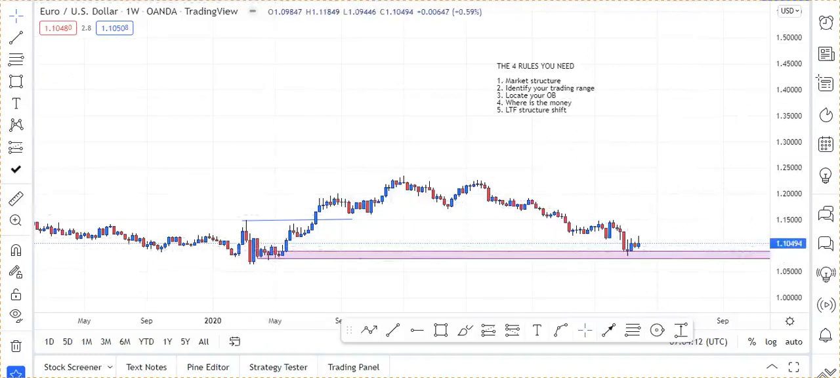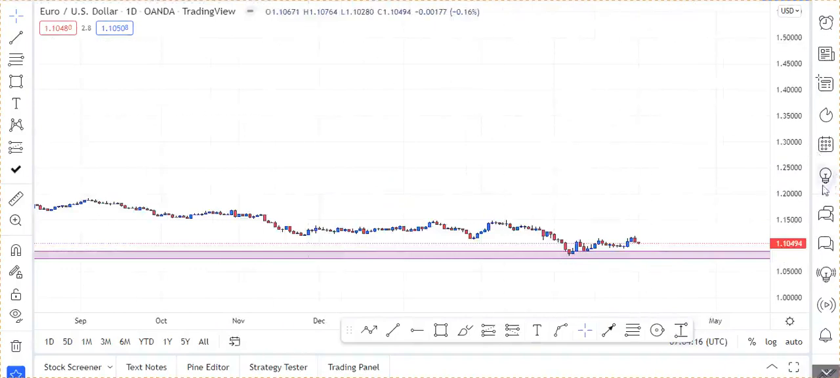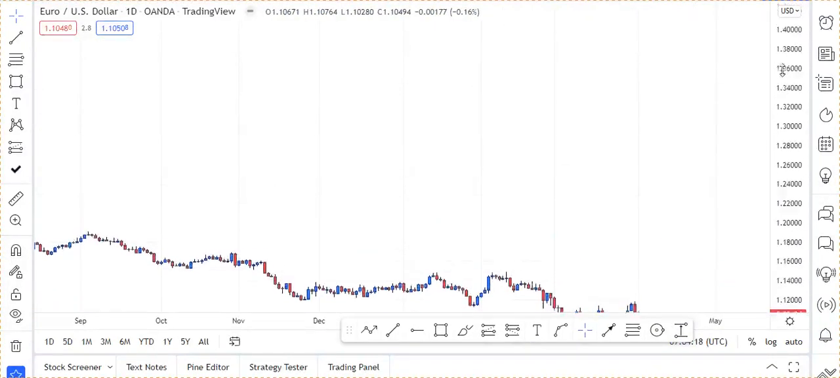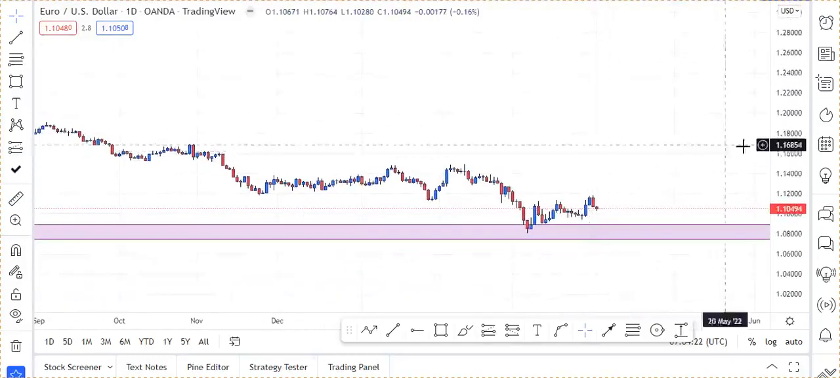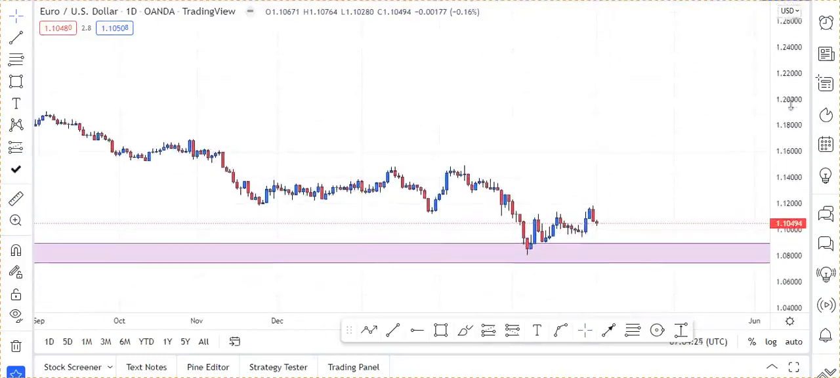Now we go to the daily time frame. What can we find? Follow me step by step, guys. Just follow me step by step. This is what you need to be doing every day, every time you go to your chart to enter a trade.